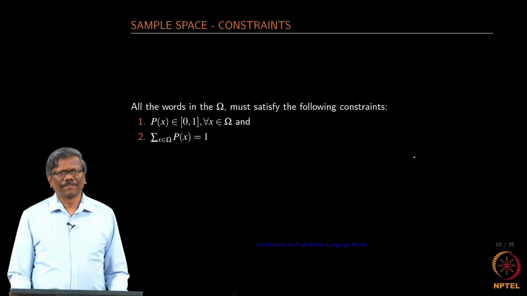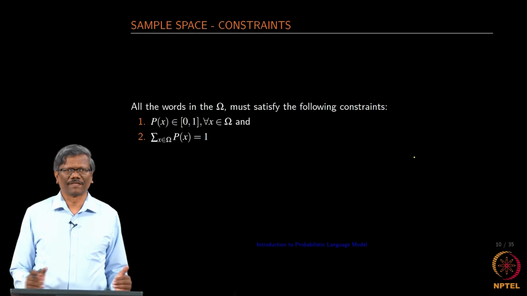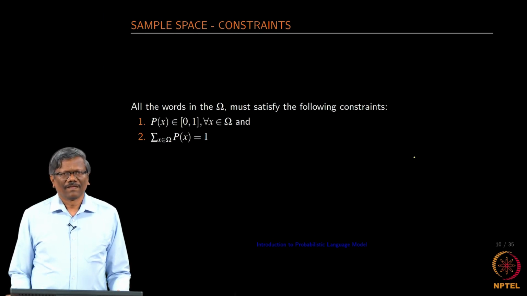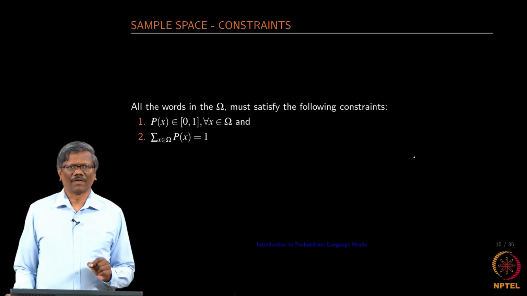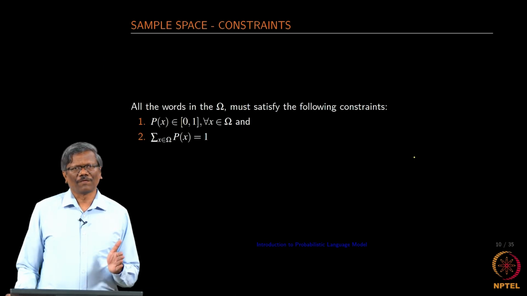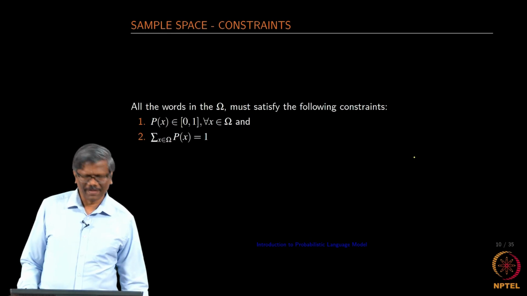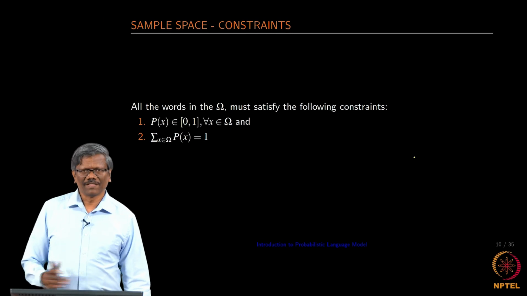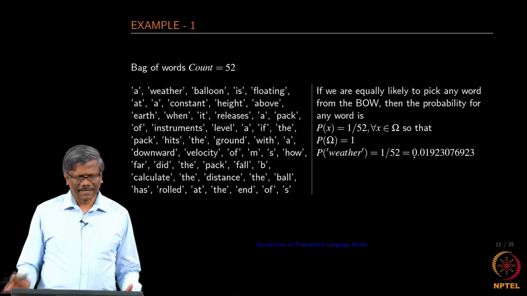Okay. So, we need to understand the constraints. All the words in the sample space must satisfy the following constraints. For all x belonging to the sample space, the probability of that word would be between 0 and 1. And then the sum of all the probabilities would be equal to 1. This is a very fundamental definition, and I am sure most of you would know. I am just reiterating for the sake of the NLP.